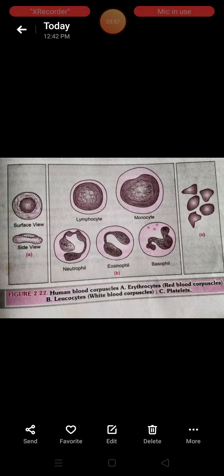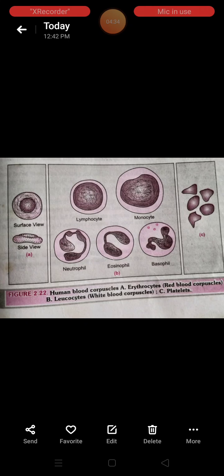Next one is the platelets. What are platelets? Platelets are formed during the formation of RBC and WBC. Some cells are broken, and these fragments are called platelets. They are non-nucleated fragments of giant cells, and they play a great role in blood clotting.